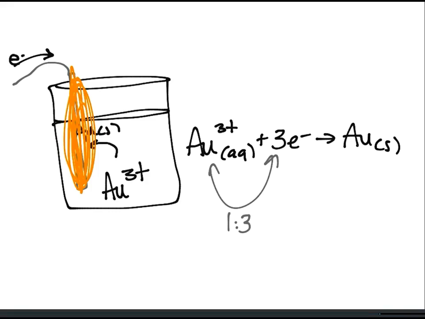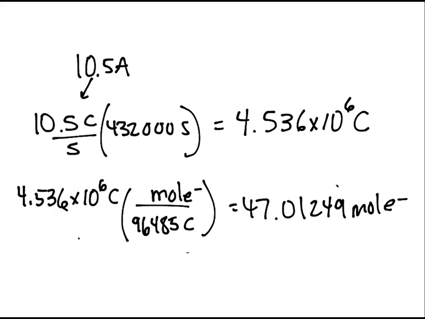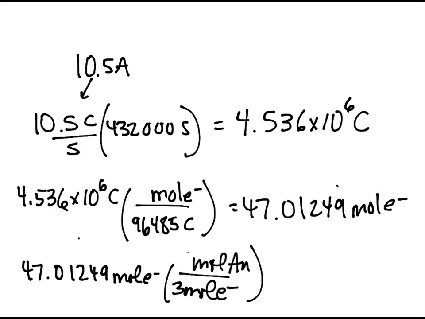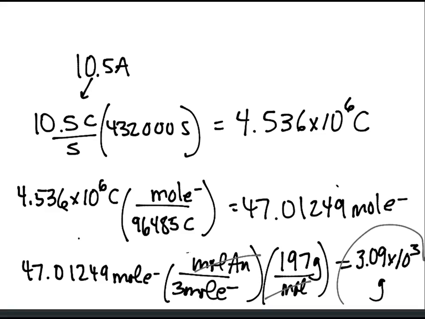Now we use the stoichiometry in the equation, which is 1 to 3, which means we're going to divide by 3 moles of electrons per 1 mole of gold, because we need 3 moles of electrons for every 1 mole of gold ion, or gold atom, or both. Then we multiply by the atomic mass of gold, and that gives us 3.09 times 10 to the third grams, or about 3 kilograms.